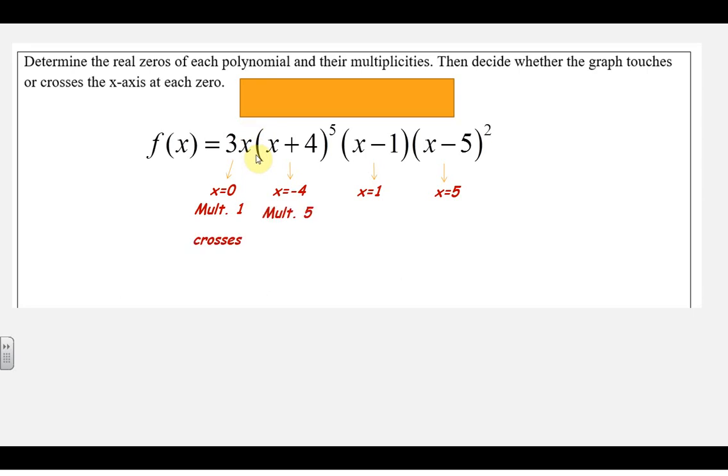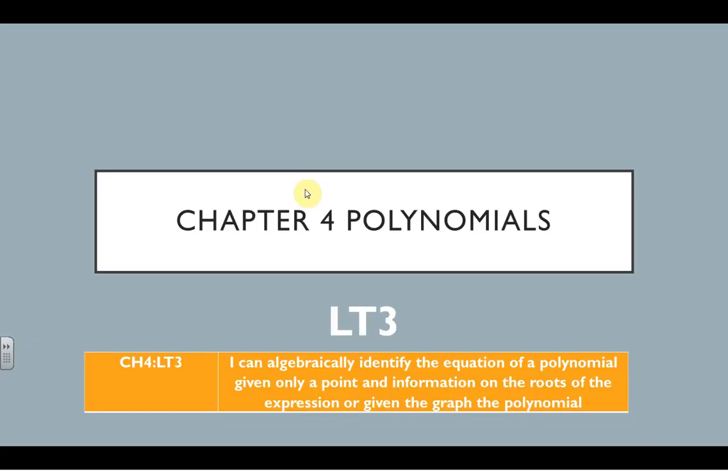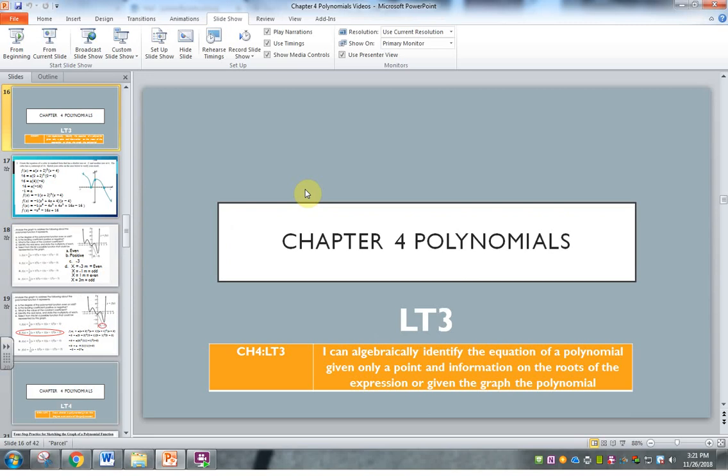Big thing to remember: odd means it's going to cross at that root. Multiplicity of 5, it's going to cross at that root. Multiplicity of 1, it's going to cross at that root. Multiplicity of 2, it's going to touch at that root. Fantastic. That's it. You need to be good at your boops and your whooshes, your swishes and your boops, whatever we want to call it.